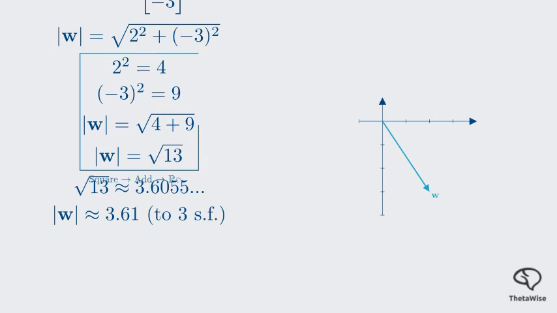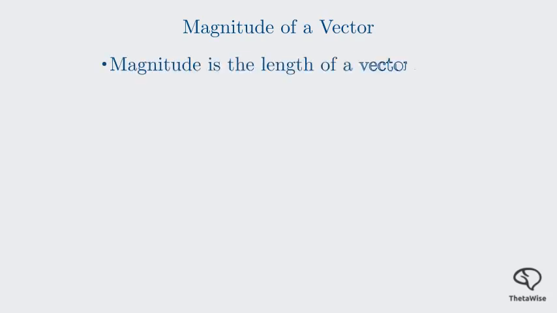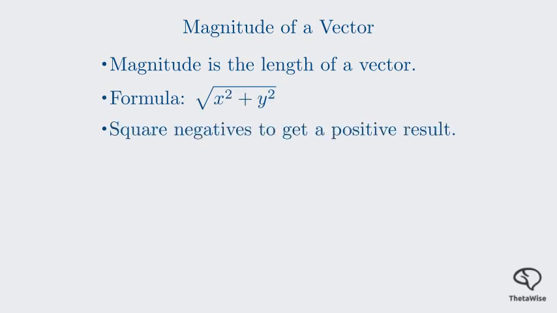Take a moment to look at the steps we followed. We square, add, and then root. It's a consistent process regardless of the numbers involved. Great work! You have now mastered the basics of calculating the magnitude of a vector. Magnitude is the length of a vector. The formula is the square root of x squared plus y squared. And remember, always square negative components to get a positive result. We have seen how magnitude represents the physical length of a vector arrow, how the formula is directly derived from Pythagoras' theorem, and how to handle both positive and negative components.